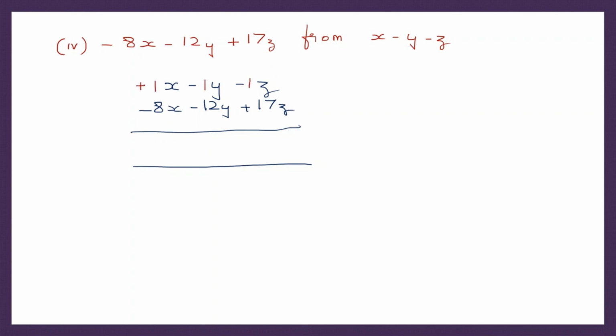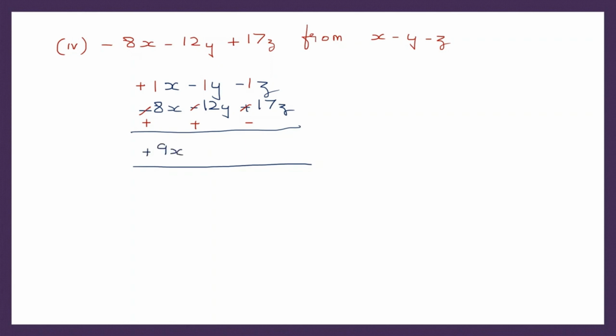Now we are going to change the sign of all the terms in the second expression, the one that's below here. So minus now becomes plus. Here also minus becomes plus, and here plus becomes minus. Now let's work out. So let's go with x first. Plus 1 plus 8. Signs are the same, so we put the same sign and we add. 1 plus 8 is 9, 9x.